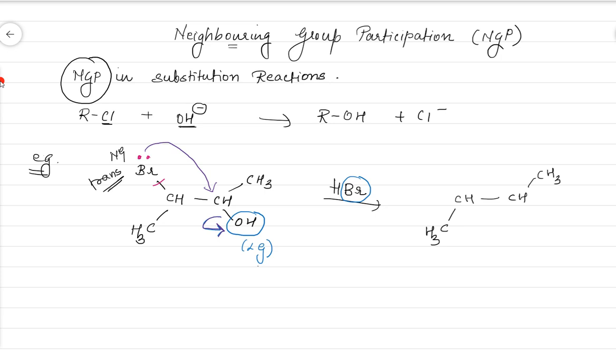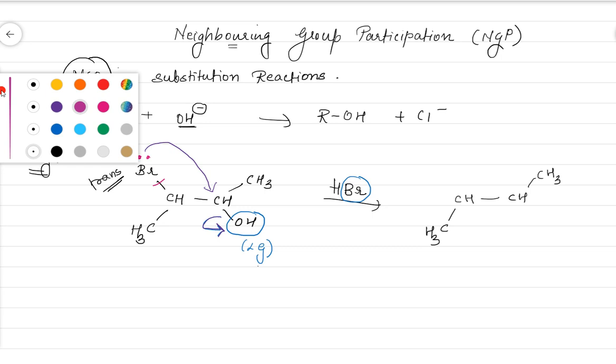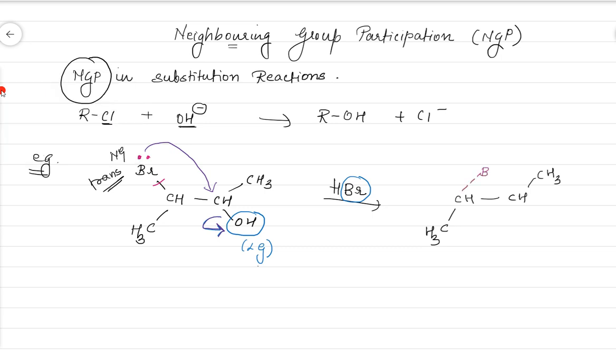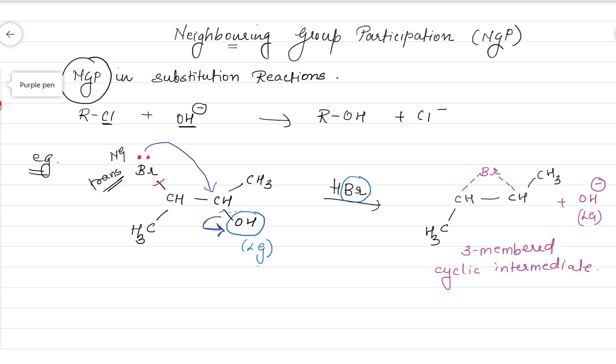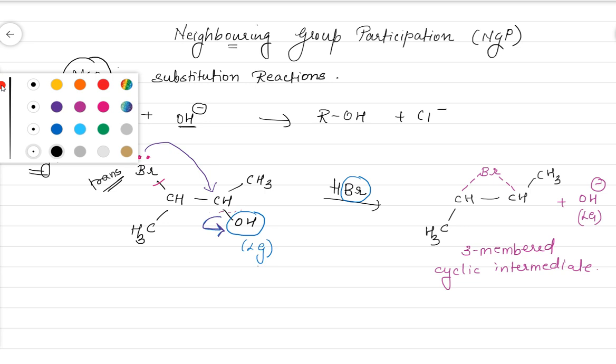So when this attack of the electrons takes place on this carbon atom, we are going to get a cyclic intermediate. This is your cyclic intermediate. And this C-OH bond has now broken. So we have OH minus. So this is our leaving group. Now this is broken, it has left. This is your cyclic intermediate. What is it? It's a three-membered cyclic intermediate. Okay, three-membered cyclic intermediate. Now, this is our step number 1.